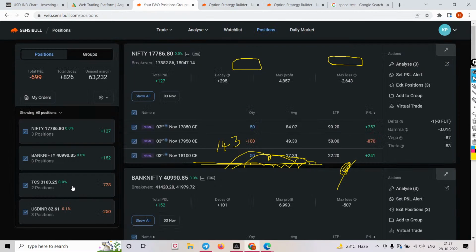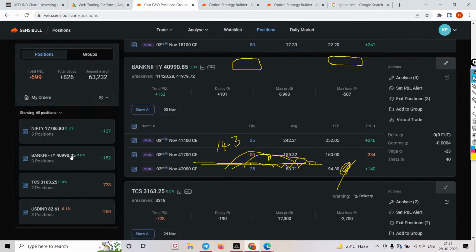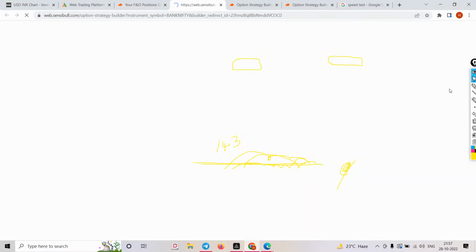See, if you start respecting the market, if you're not acting as a gambler, the market will give. Unless and until you see this green, you should be happy. That's it. Okay, let me show you the bank Nifty trade. Let me take you to the bank Nifty, this one, and then let me take you to the screen.